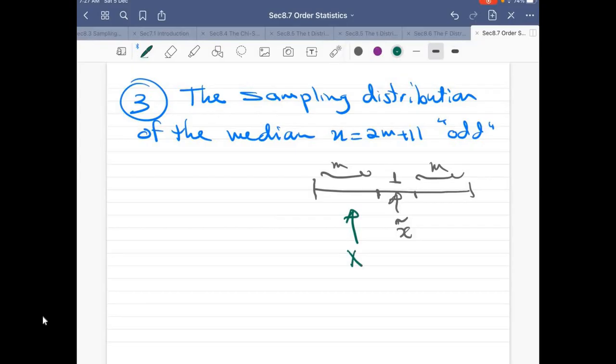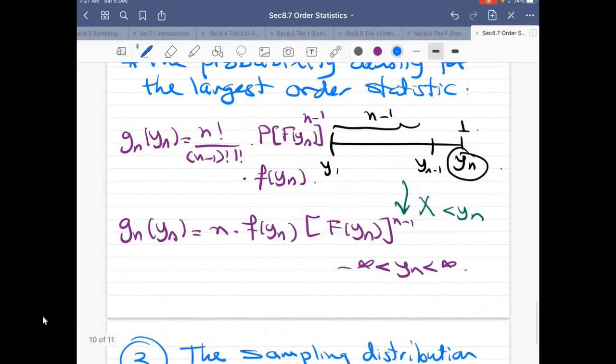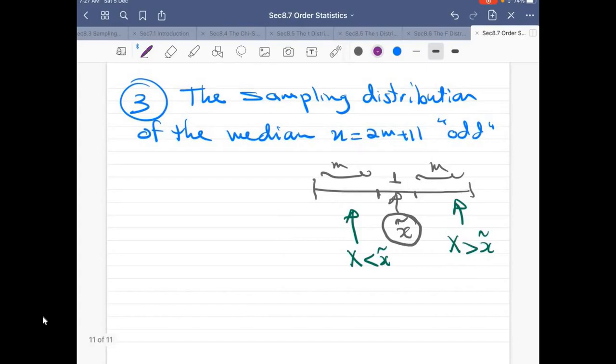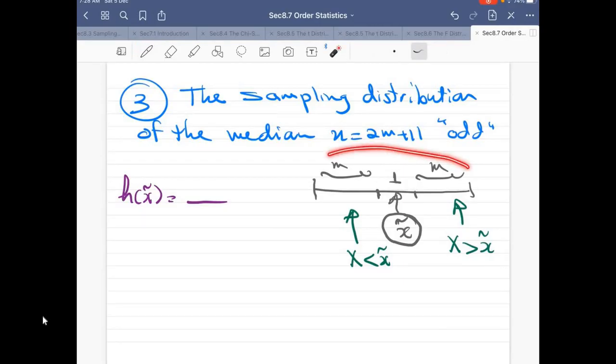Okay, in this side x is smaller than x delta. Okay, my focus is x delta. And in this side I have x is greater than x delta. So in this case, the density for the median, we call it h of the median. Okay, h of x delta will be, I'm first permuting all of these variables.